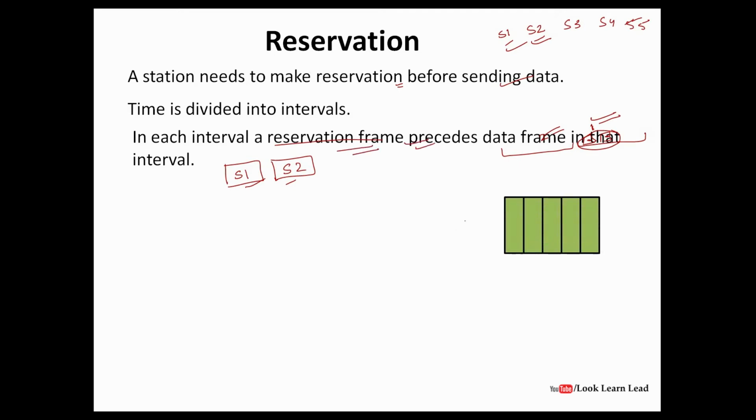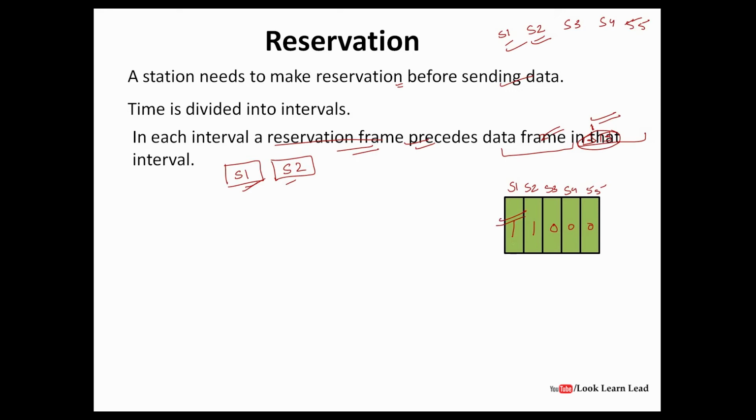Now what is a reservation frame? This is a reservation frame for 5 stations: station 1, station 2, station 3, station 4, station 5. Now station 1 and 2 want to send data. Station 1 wants to send, so I would make it 1. Station 2 wants to send, so in the reservation frame we set it to 1, and all others 0. What does this mean?